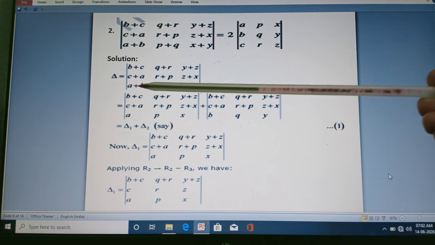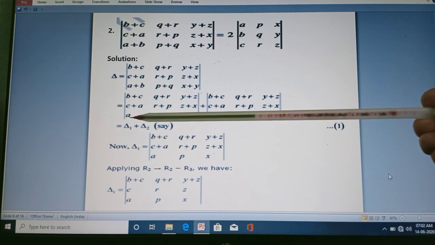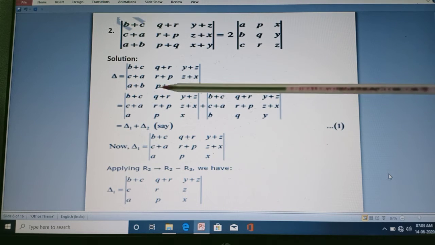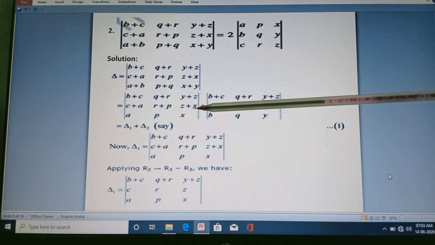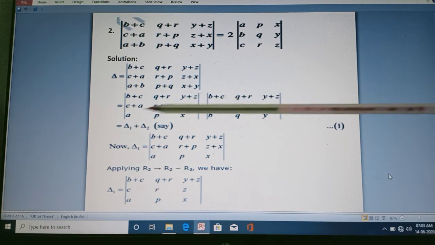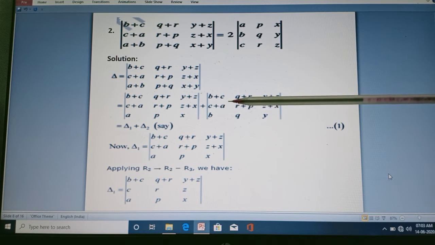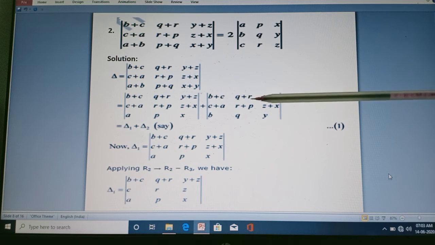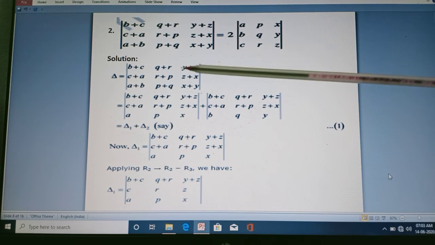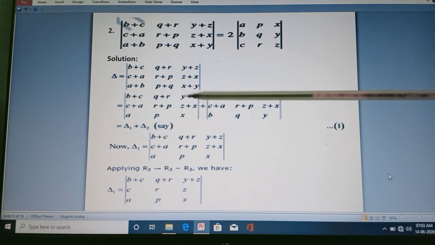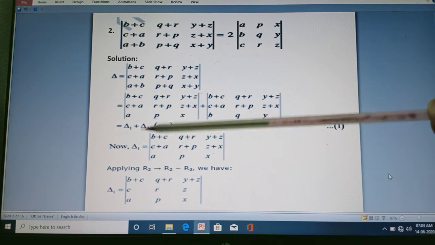In the third row it is given a plus b, so the first element is b plus c, plus a, and we are writing a, q plus r, plus p and p, y plus z, plus x and x. And in the second determinant here we are writing b, so b plus c, plus a, and this element b here, q plus r, plus p, q, and y plus z, plus x, y. Now we are using this determinant as delta 1 and this determinant as delta 2, and we are using one by one.